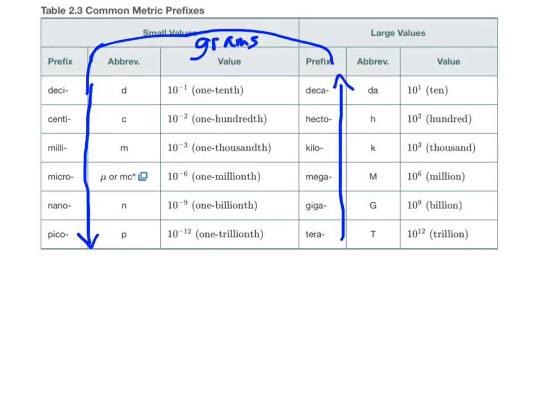There are some different ways to remember these units. One of them is to just look at the middle 6 here.